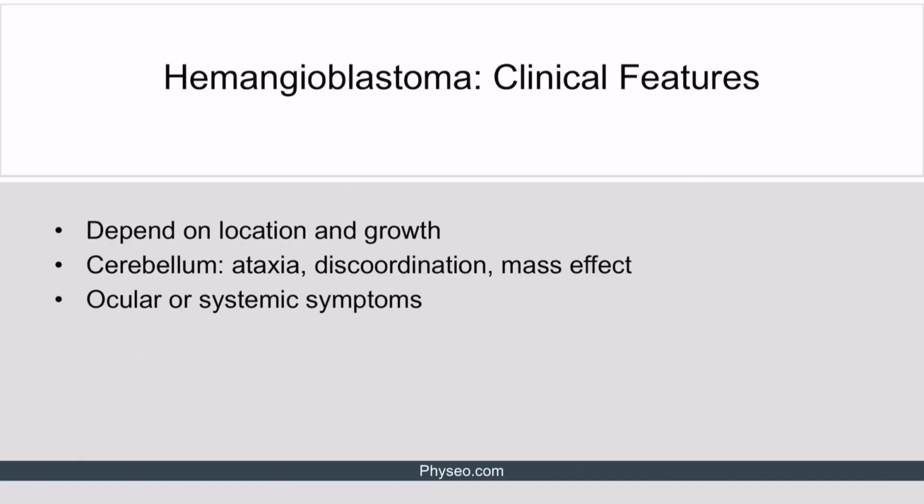Let's move on to describing the clinical features. The presentation of hemangioblastomas is going to depend on the location and growth of the mass. If it's located in the cerebellum, it will show signs such as ataxia and discoordination or mass effect symptoms. Patients with VHL disease can show ocular or systemic symptoms because other organs and systems are involved. Let's move on to describing the diagnosis.